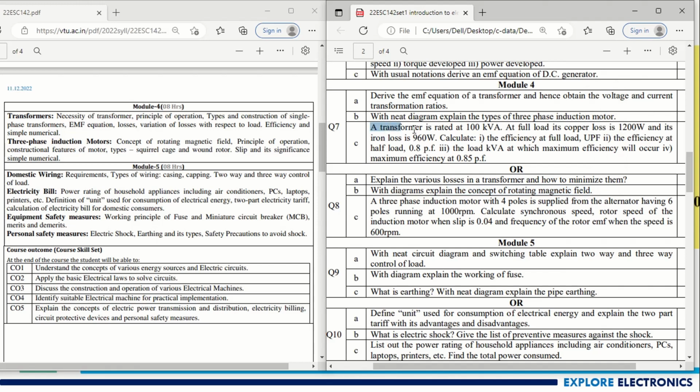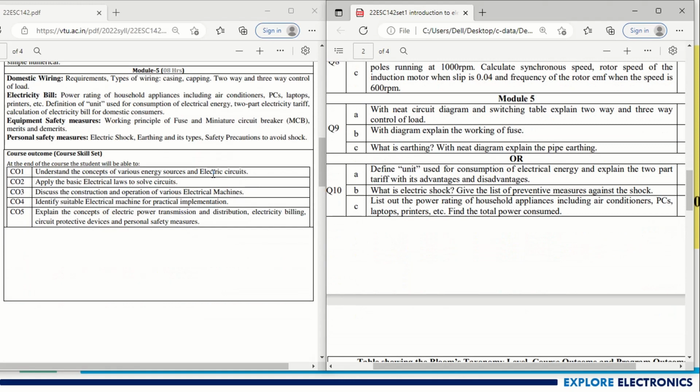And one transformer problem is given, asked to calculate the efficiency at full load and efficiency at half load like this. And a three-phase induction motor related problem will be there here. So this is how the module 4 questions are given.